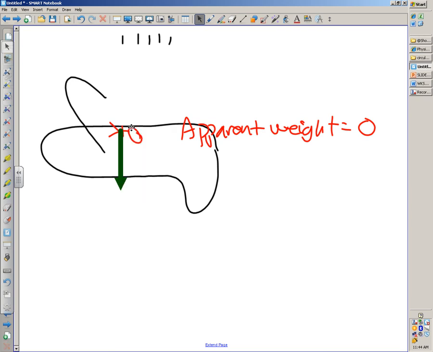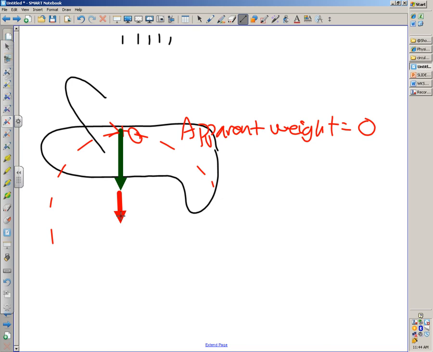Now, if you're trying to do this, gravity's helping out. Does the normal force have to be as big anymore? No. So now your apparent weight is somewhere between 0 and 1G. Does that make sense? Okay.